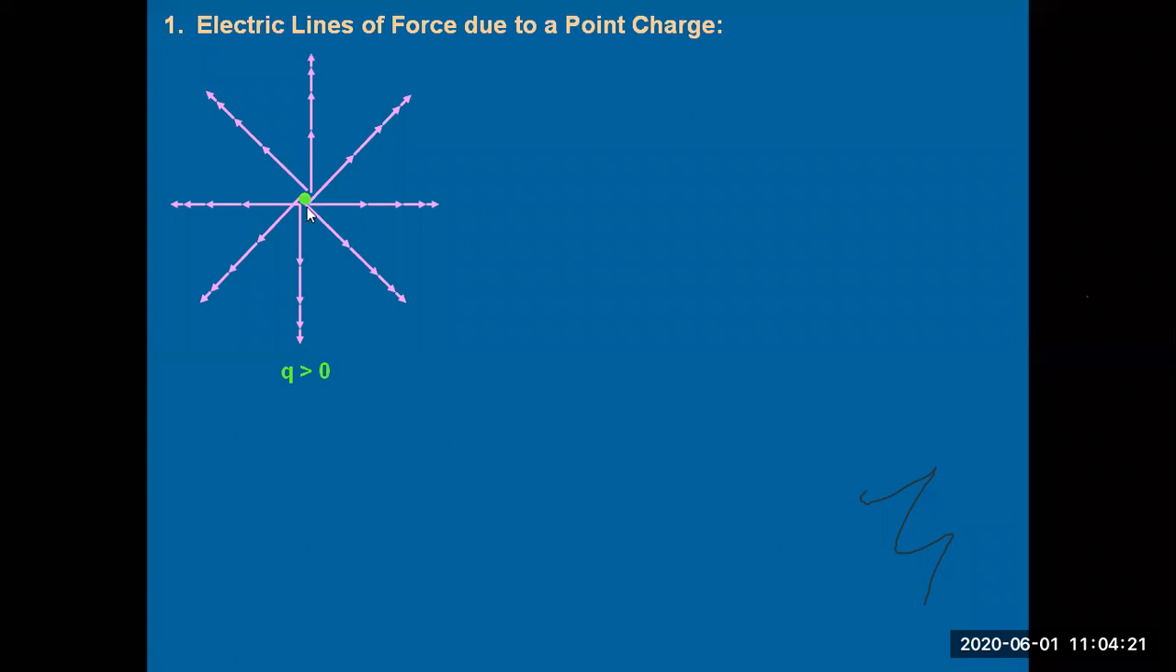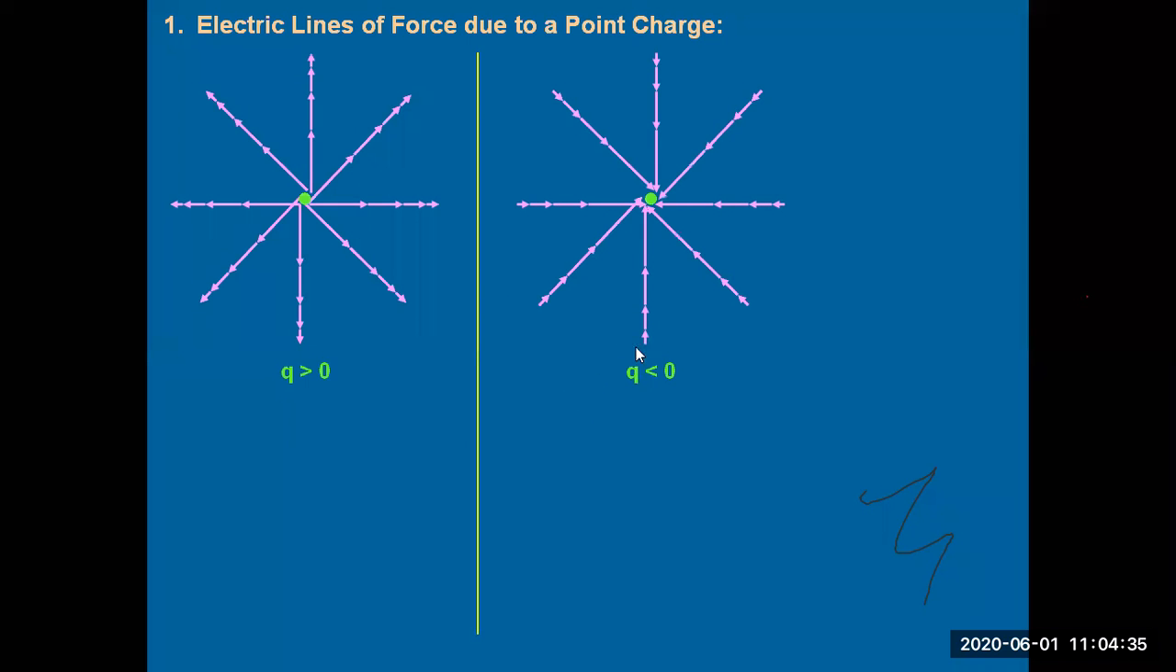So for a positive charge, always the lines go outward. Now I want 1 chocolate. I don't have anything with me. What will I do? I will receive. So when you have negative charges, or when Q is less than 0, automatically the lines will be directed inwards. Keep in mind, if it is positive, Q should be greater than 0. If it is negative, Q should be lesser than 0.